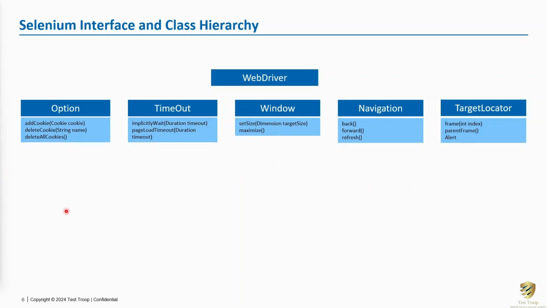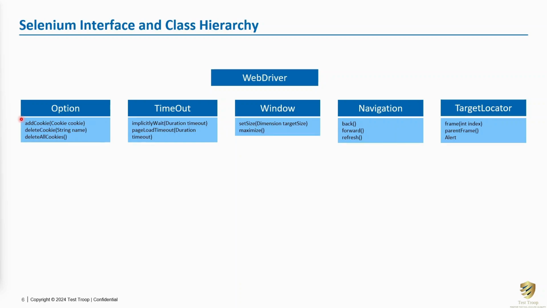Then window switches to a specific window. For example, if you click a particular link in your web page, it will take you to a new page. If you want to automate that particular window, you will have to use this method, called the window handle, which switches to the specific window identified by the unique handle.